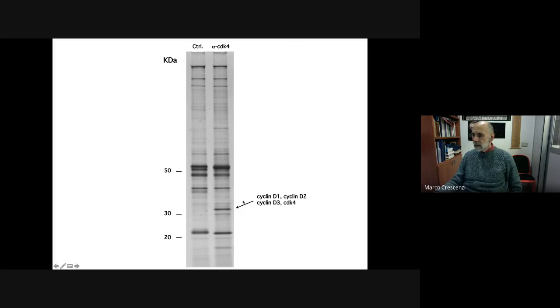This band here contained cyclin D1, 2, and 3, the whole family, and CDK4. These proteins have similar molecular weights, though, so they migrate at the same point in the gel. This protein here contained PCNA. And the most interesting protein was this one, because this band contained P21. P21 is a known cell cycle inhibitor and the only one found in this experiment.